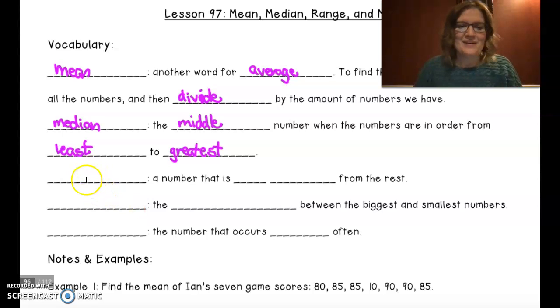And then we have this other word, outlier. I have to always check and make sure that I'm using it right. It's a number that is far away from all the rest of the numbers.